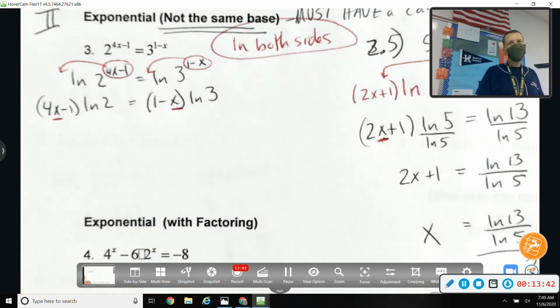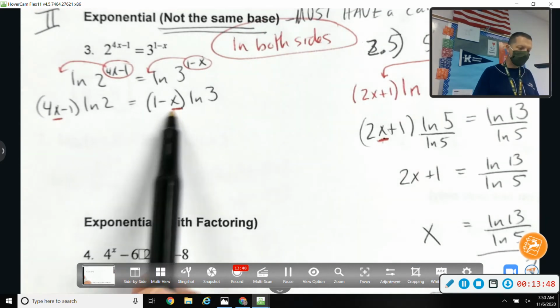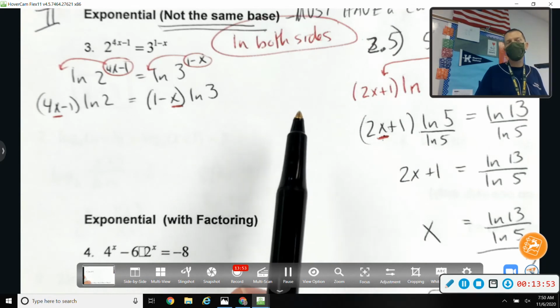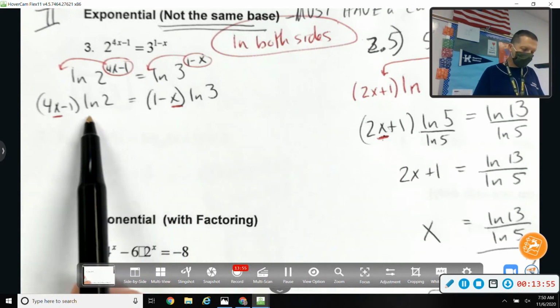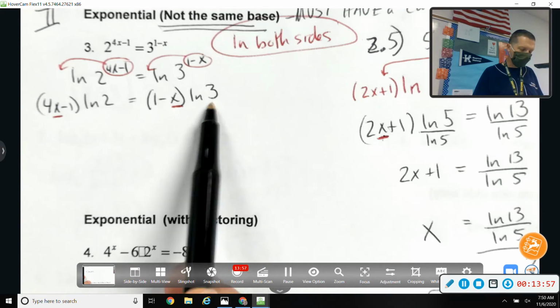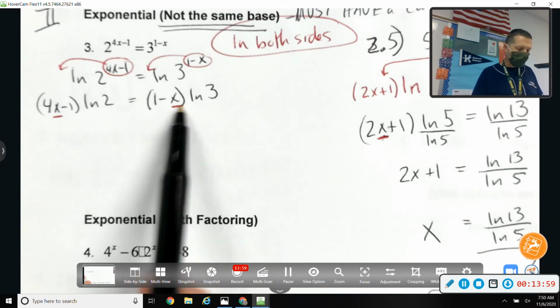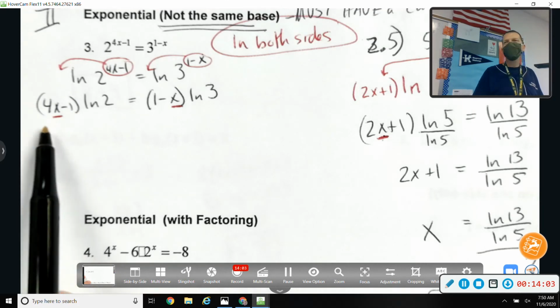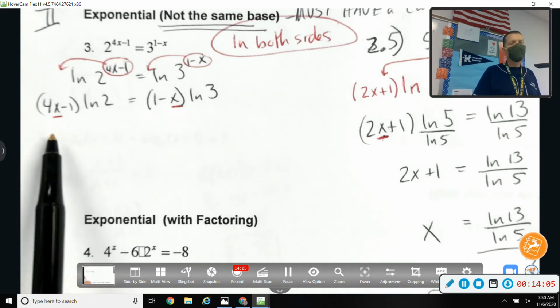Okay, so yes, your motivation is right. Like the idea is I need to get the x's on one side and the not x's on the other side. That part is correct. But if I divide by natural log 2 to get it over here, that would be fine. If I divide by 1 minus x, I'm going to make more of a mess over here than is worth it. So the motivation is correct.